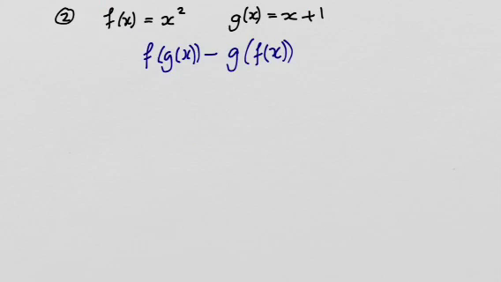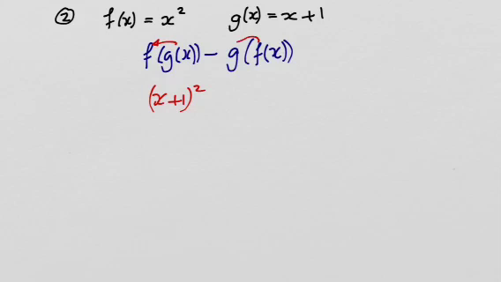Second question, two functions. Rewrite them in the way that we normally see them, f of x equals and g of x equals. Now we've got to simplify this expression. So we put the g into the f formula first of all. So that means the x plus 1 is going to go in here. So that's going to give us x plus 1 squared.